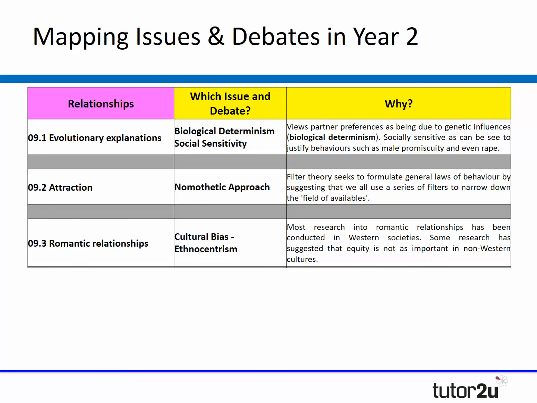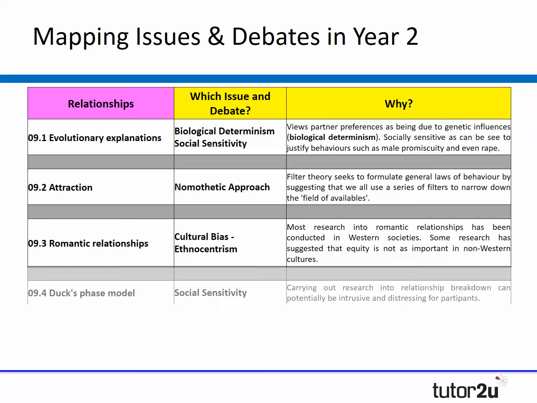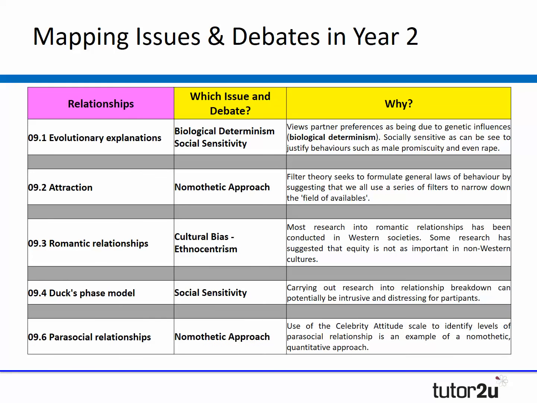We could look at romantic relationships, and we've got two again in here. So we've got cultural bias for certain. And this is the idea that most of the research into romantic relationships actually is carried out in Western societies. And we know that actually some of these theories do not apply to other cultures, especially cultures that have arranged marriage. And you start to see where I'm going with this. We can map it almost out as an issue and debate to every single point in the specification.